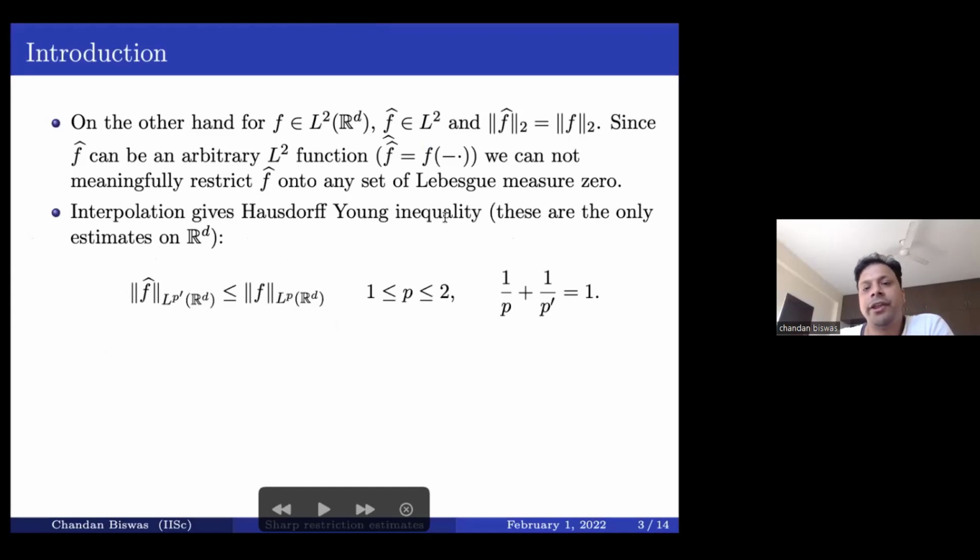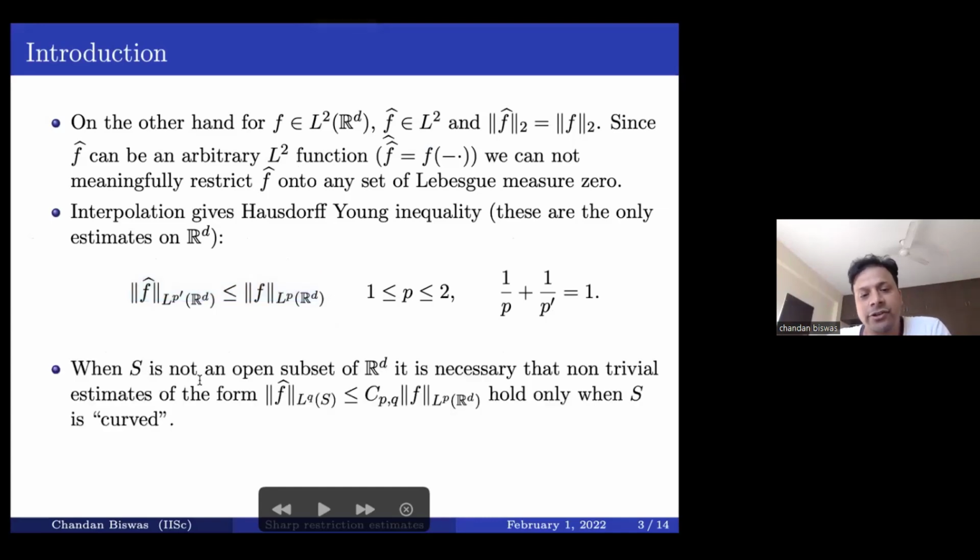Interpolation gives the Hausdorff-Young inequality, which says that the L^{p'} norm of f hat over all of R^d is bounded above by the L^p norm of f, where p has to be between 1 and 2, and here p' is the dual exponent of p. And these are the only estimates; there are no other estimates of this form. So for all of R^d, the only way you can have a Fourier restriction estimate is q equals p', and p has to be between 1 and 2.